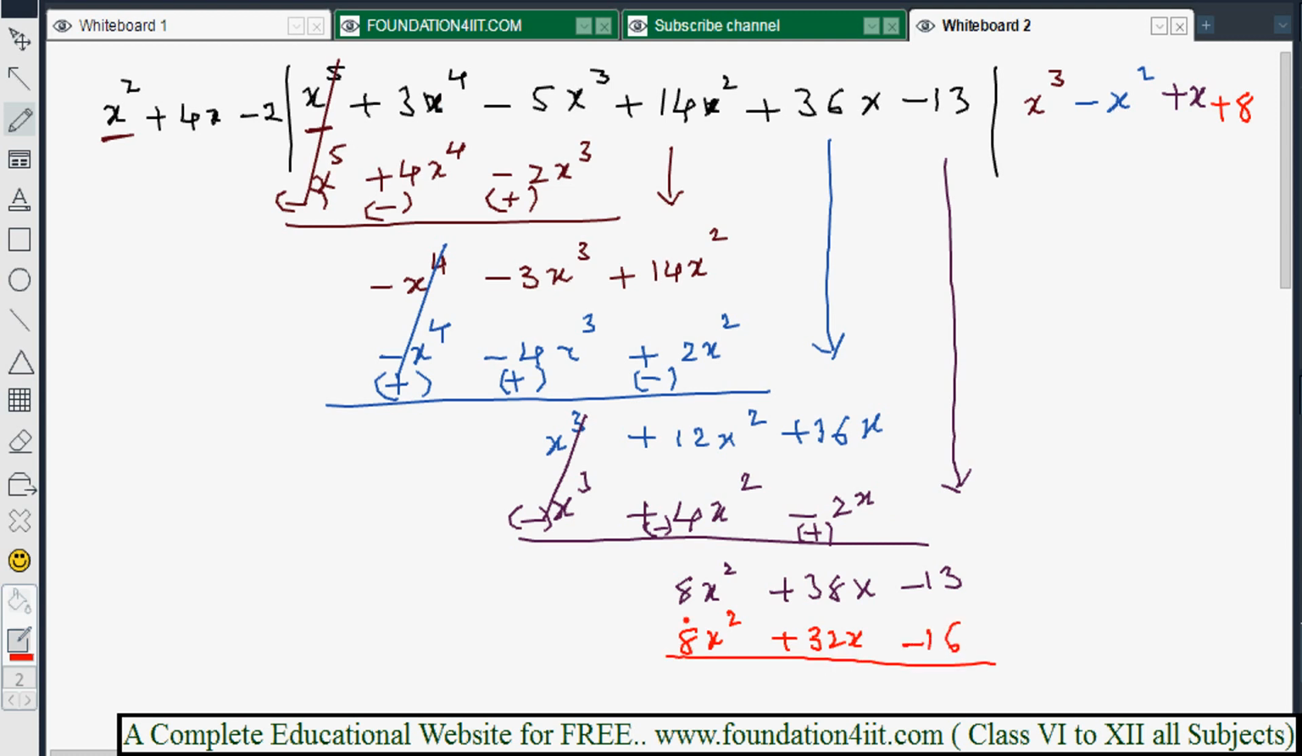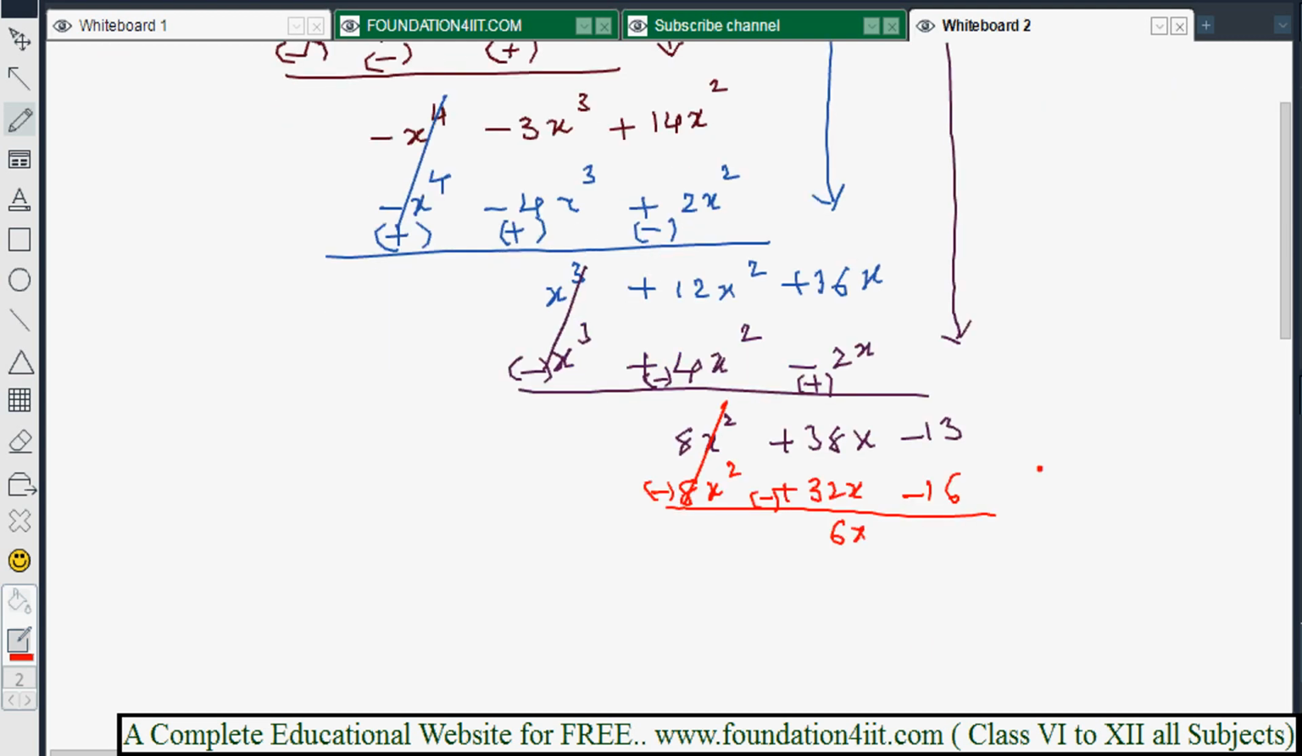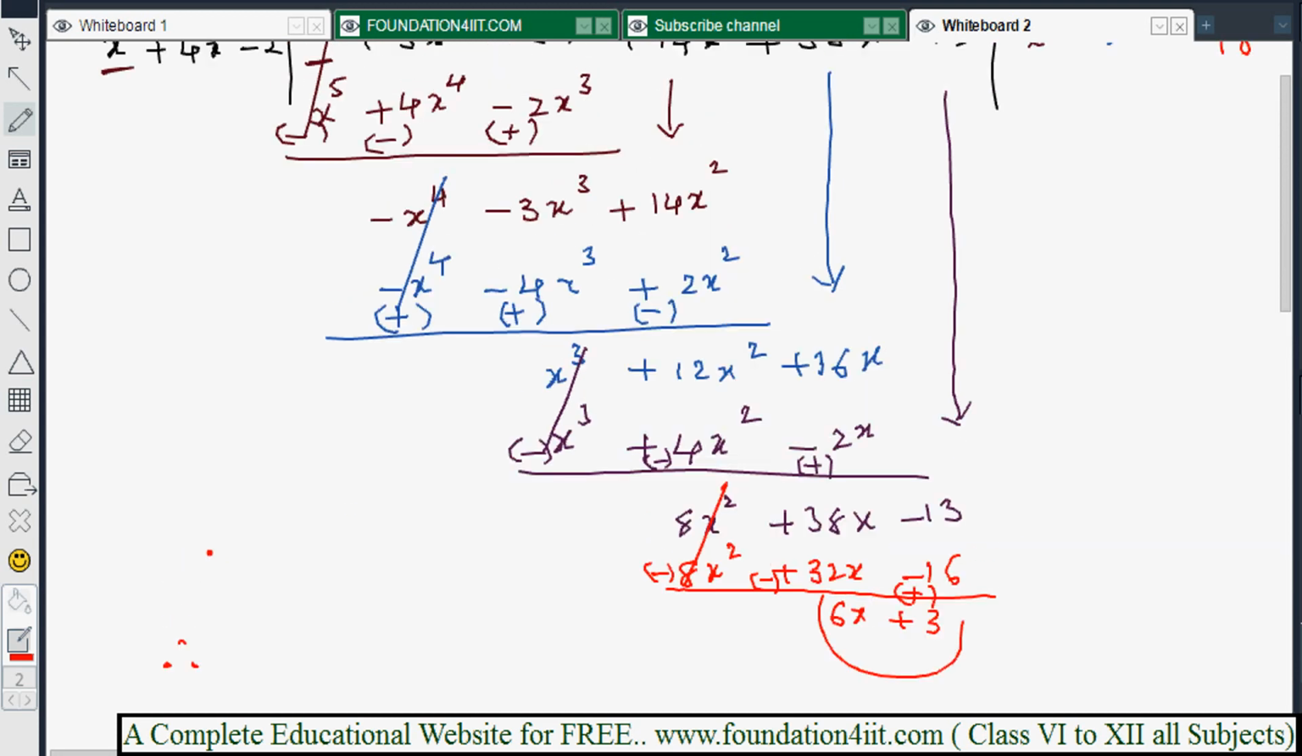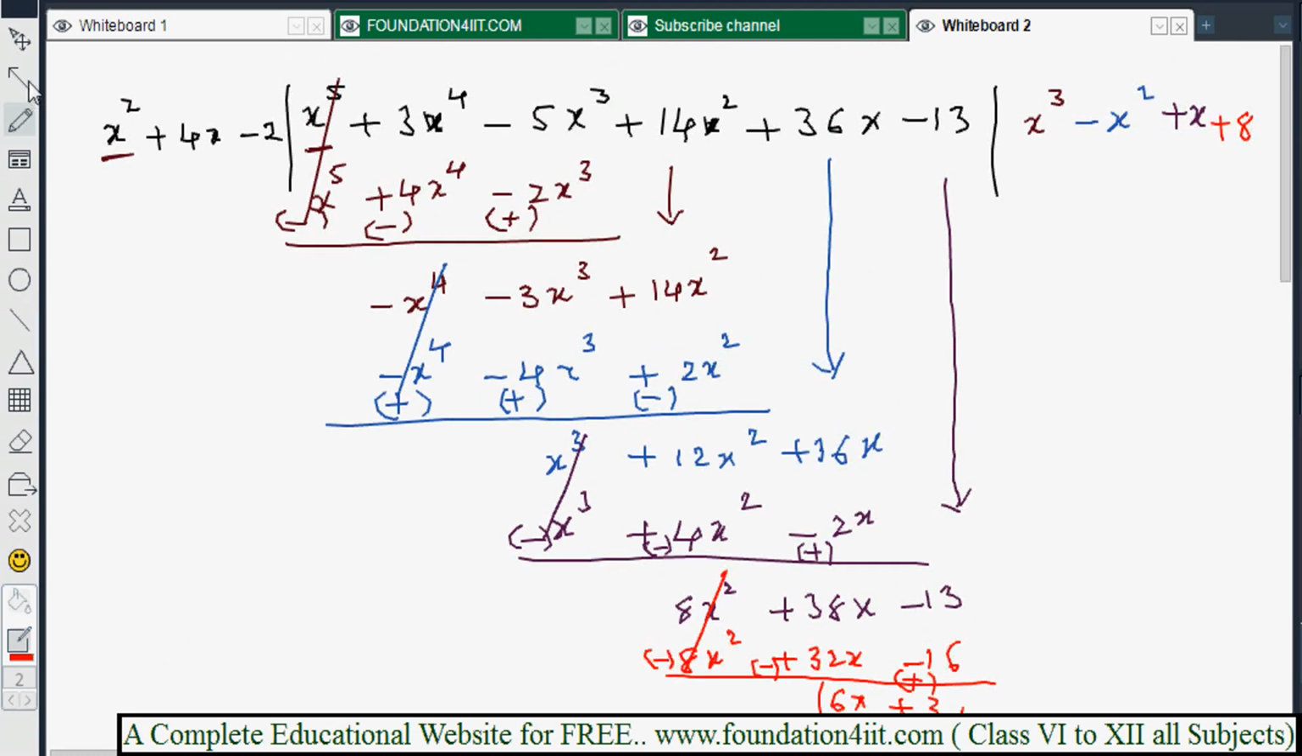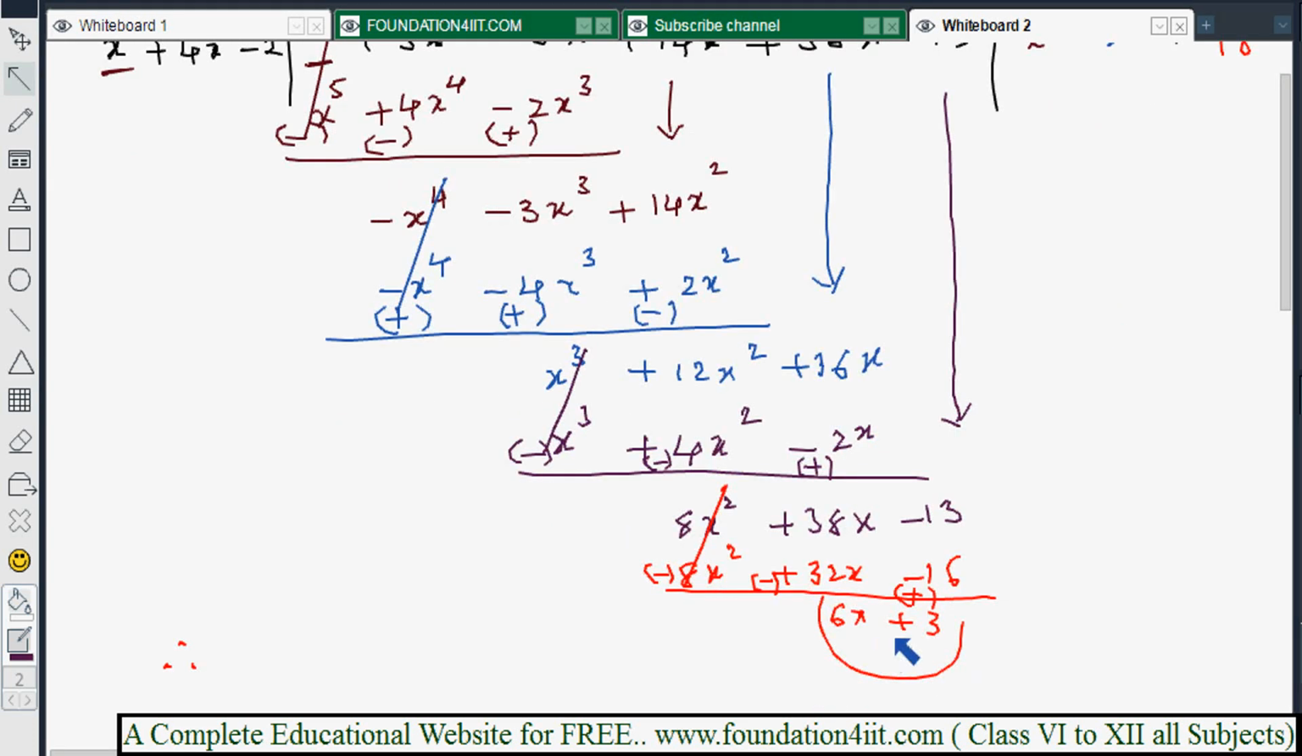Now change the sign, this becomes minus and cancels. This also should be minus. 38 minus 32 is 6x. Now this also changes sign, minus 13 plus 16 is plus 3. No more terms to take down, so 6x plus 3 is the remainder. Therefore the quotient is x cube minus x square plus x plus 8, and the remainder is 6x plus 3. So they are asking in the problem, what are the quotient and remainder.